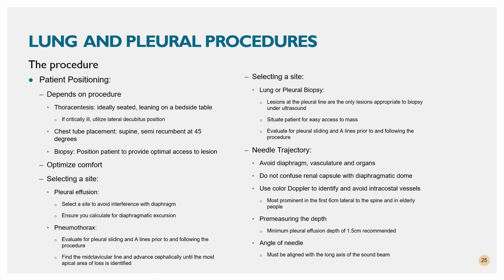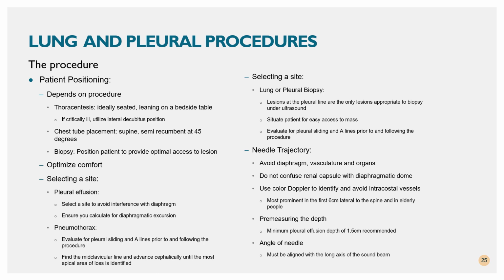So when you find a pleural effusion and want to do, say, a thoracentesis, when selecting your site, you're going to want to make sure that you select or mark a site that is going to avoid interference with the diaphragm. So in this case, you may want to scan for a moment, watch the distance of that diaphragmatic excursion, evaluate the size of the pleural effusion, and help you decide exactly where you want to go in, and that's going to increase the safety of the procedure.